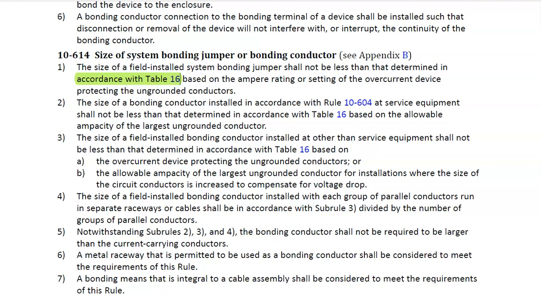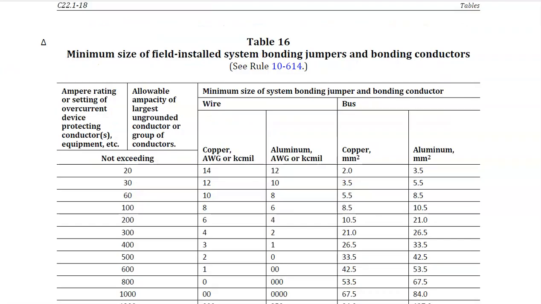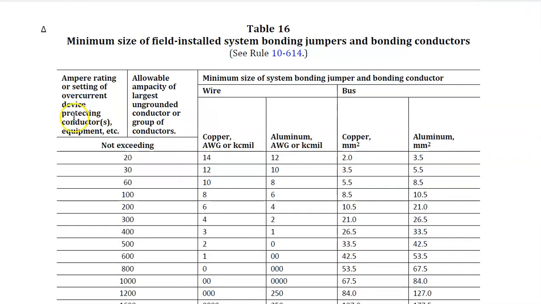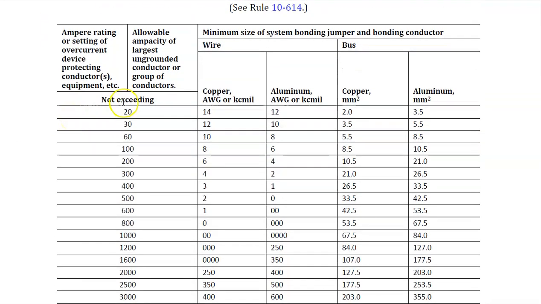The higher the current rating of our circuit, the larger the bonding conductor we're going to have to use. So if we take a look at our actual Table 16, go over there right now. Table 16 is going to be based upon the ampacities of our circuit. Now, there are going to be a bunch of places inside of this learning task, because it is built off of the old Canadian Electrical Code and has not yet been updated, where it's going to refer to a different-looking Table 16. Don't worry about it.